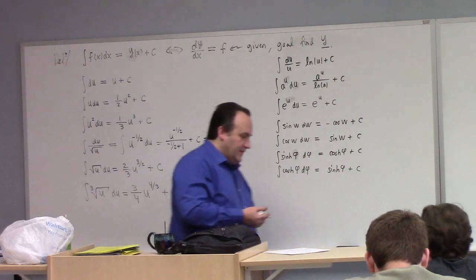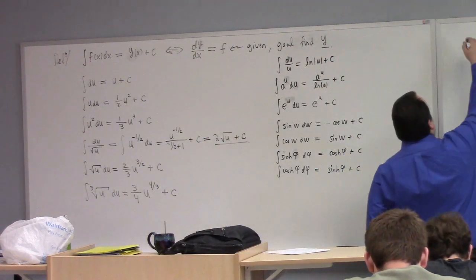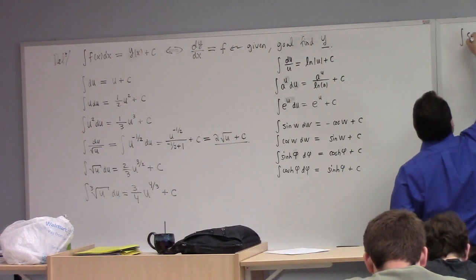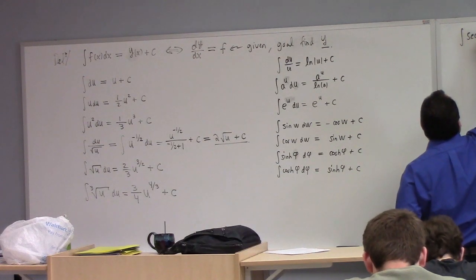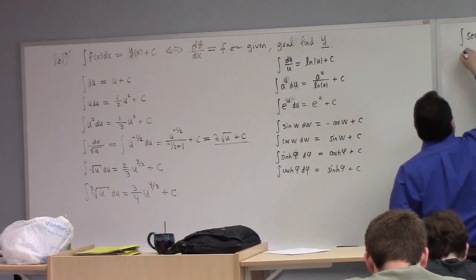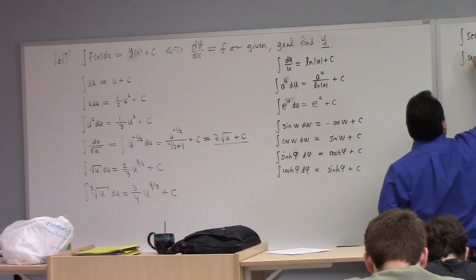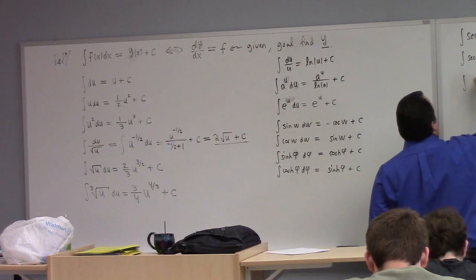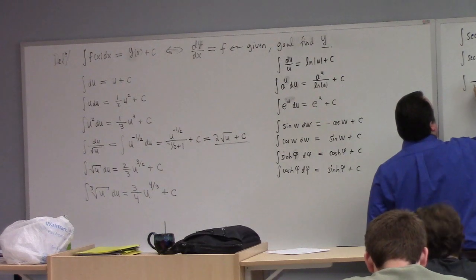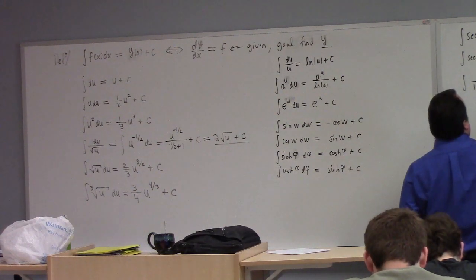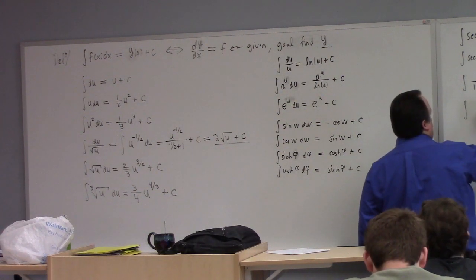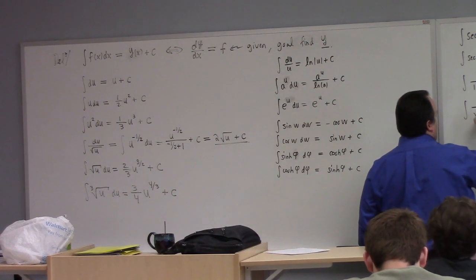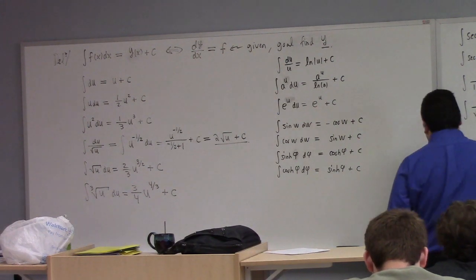What else do we have? How about these? What is the integral of secant squared u du? What's the integral of secant u tangent u du? What's the integral of du over 1 plus u squared? What's the integral of du over the square root of 1 minus u squared?